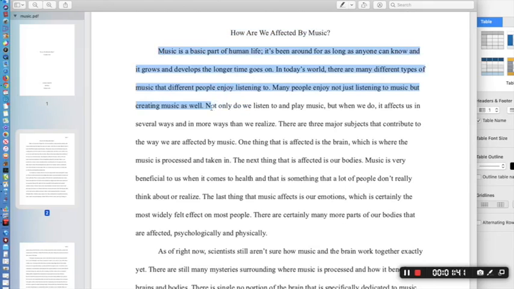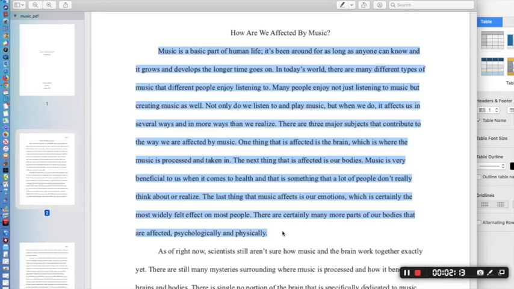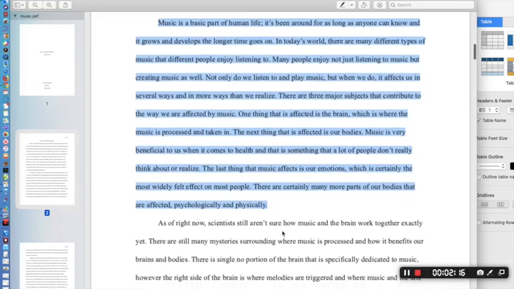You're starting your introduction with a funnel. Remember, we've been doing this all year long. A funnel, a big idea. Music is a basic part of human life. It's been around for as long as anyone can know, and it grows and develops the longer time goes on. This doesn't say anything about how it affects us. It's just talking big ideas, why a reader needs to care about this paper, this topic. Well, it's a basic part of human life, man. It's been around forever, man. So you're trying to convince your reader in your funnel that it's an important topic. That's why you're starting big and working down more narrow.